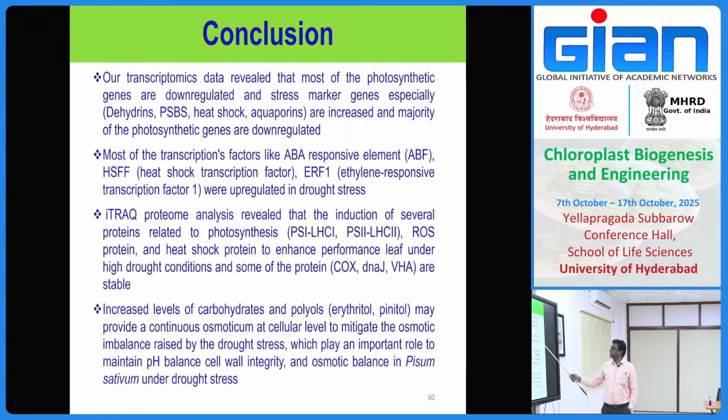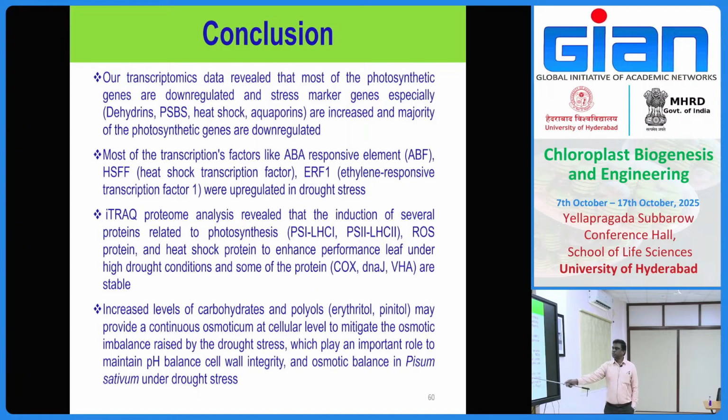And the ABA-responsive elements and ethylene-responsive transcription factors were upregulated in drought. That has to be there; the hormonal effect of ABA is very important. The same goes for the proteins, both photohistone 1 and photohistone 2, which are getting affected, and ROS and the heat shock proteins enhance performance under drought conditions. Some other proteins are also stable or increased.